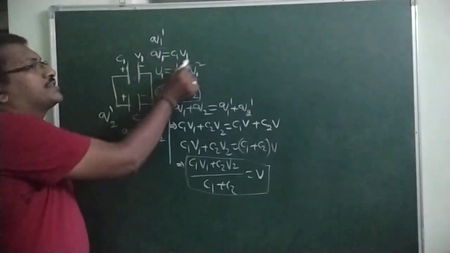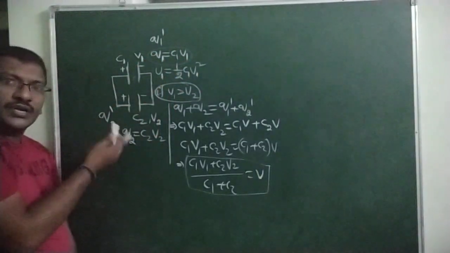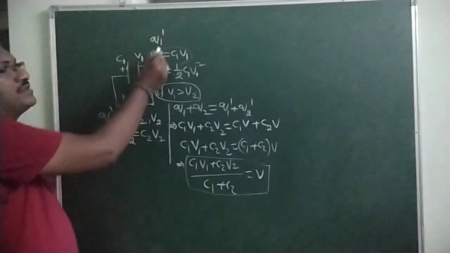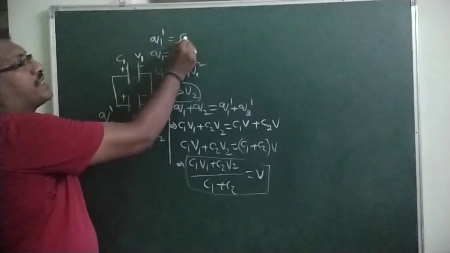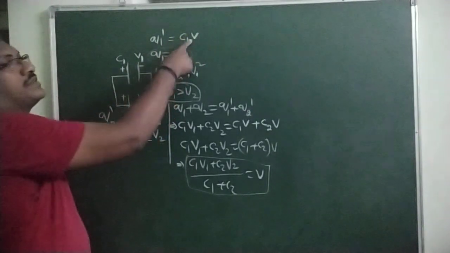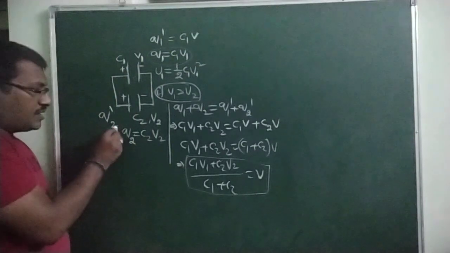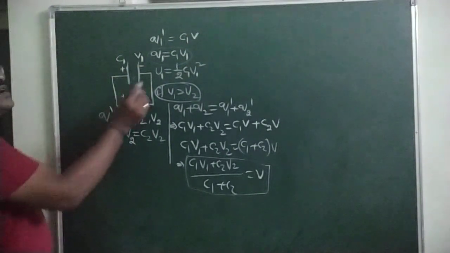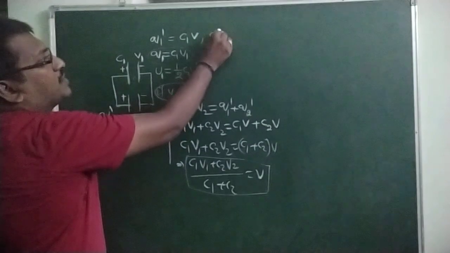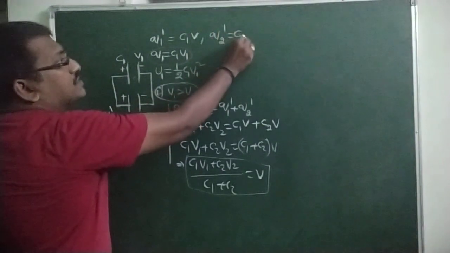Before connection, this is the charge. After connection, what is the charge of the first capacitor? Q1 dash is equal to C1 into V. What is the charge on the second capacitor after connection? We can take Q2 dash is equal to C2 into V.